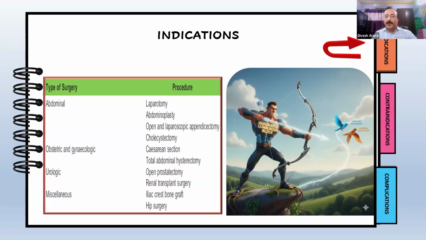I just wrote in Nano Banana, I'm presenting on quadratus lumborum block. I wish to show a man holding a bow and arrow, that with one arrow we can provide somatic and visceral analgesia. So this is what I got, and this appealed to me, and I'm sure it must be appealing to you also.